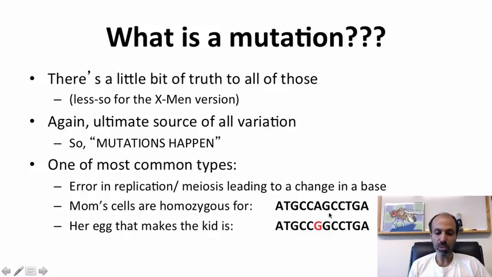So imagine you have this stretch of sequence in a mom, okay? And let's say the mom is homozygous for this, so she has 2 copies of this stretch of sequence that starts with ATG. Now let's say in one of her eggs that makes the kid, there was this base change, went from A to G, such that this is actually what's in the kid. The kid then has a mutation.